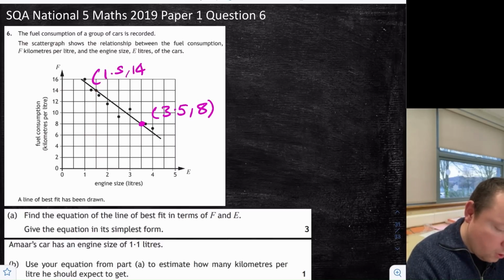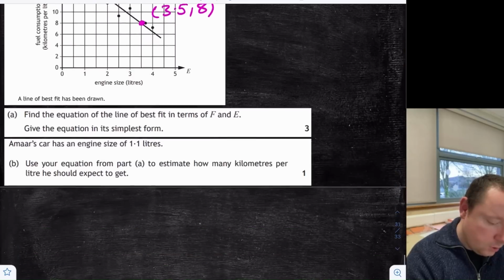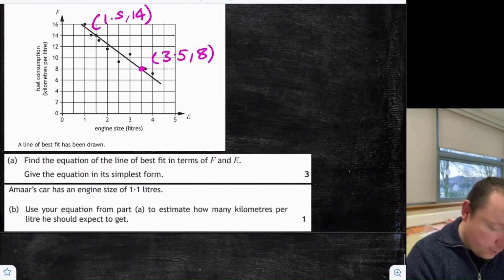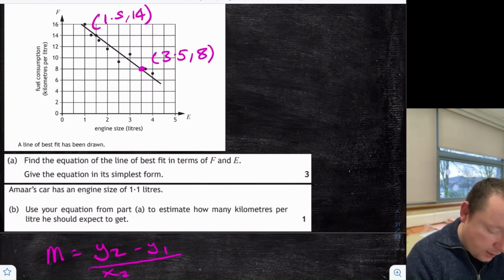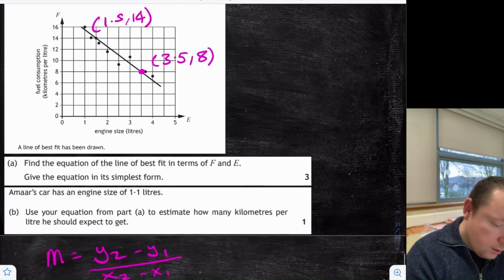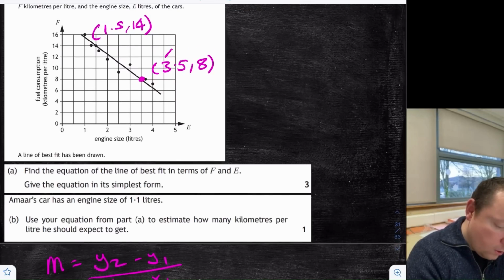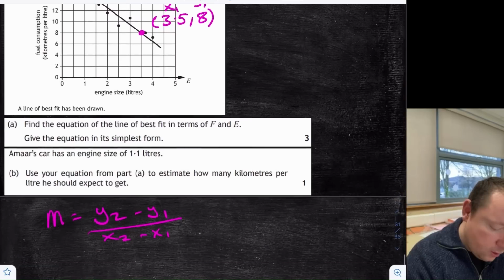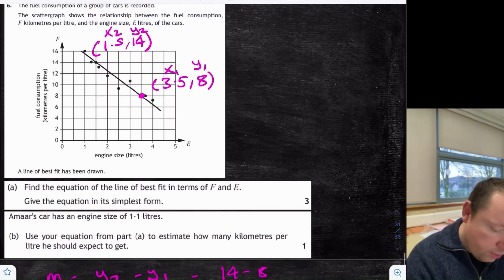Once you get your 2 points, you can work out your gradient. So remember, gradient is y2 minus y1 over x2 minus x1. So I'll call that x1 and y1, and this one x2 and y2. So we've got 14 take away on top over 1.5 minus 3.5.